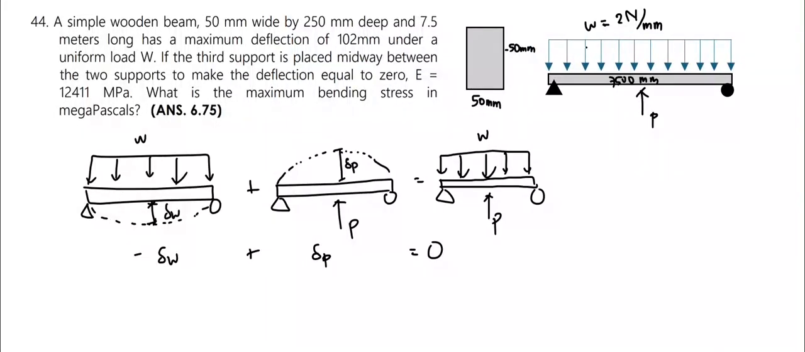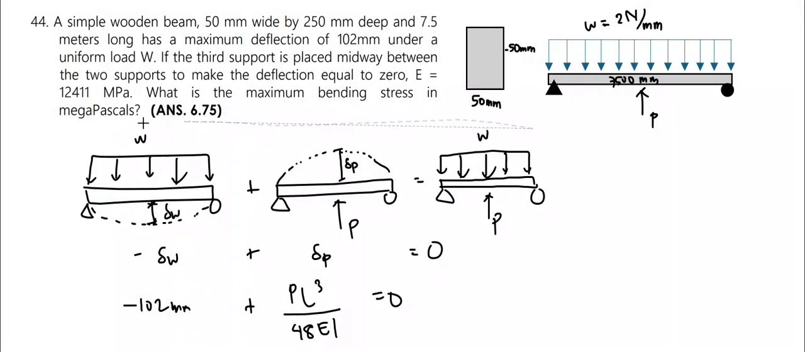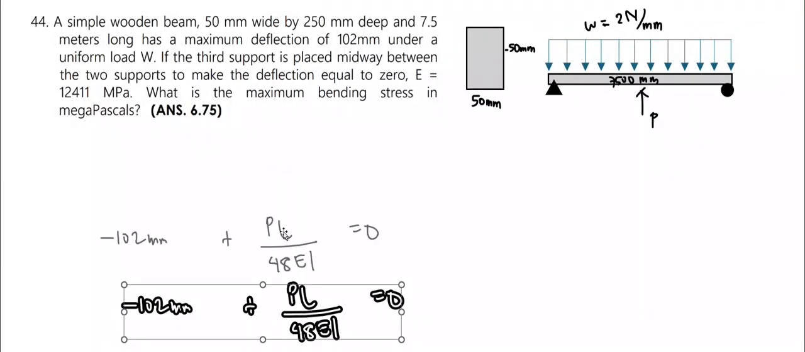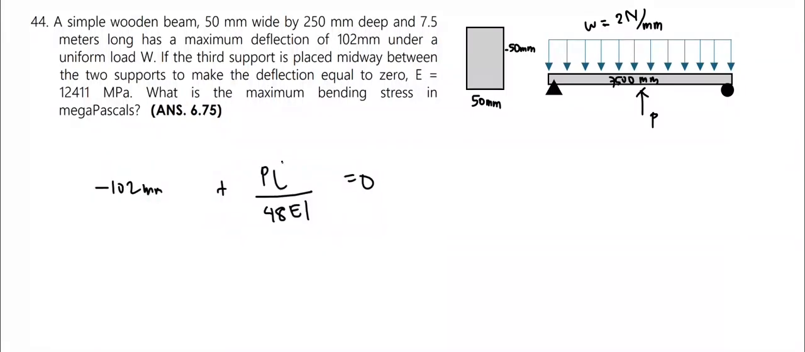Now that we have the value for the uniform distributed load, we can proceed to solving for the reaction P. We have a deflection due to the uniform distributed load equal to 102 millimeters plus the deflection due to the concentrated load at midspan, which has the formula PL cubed divided by 48EI, equal to 0. Now we can solve for P by plugging in the known values.